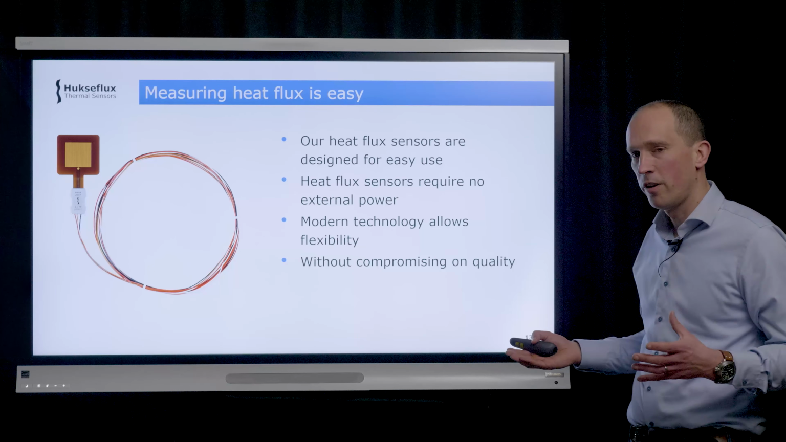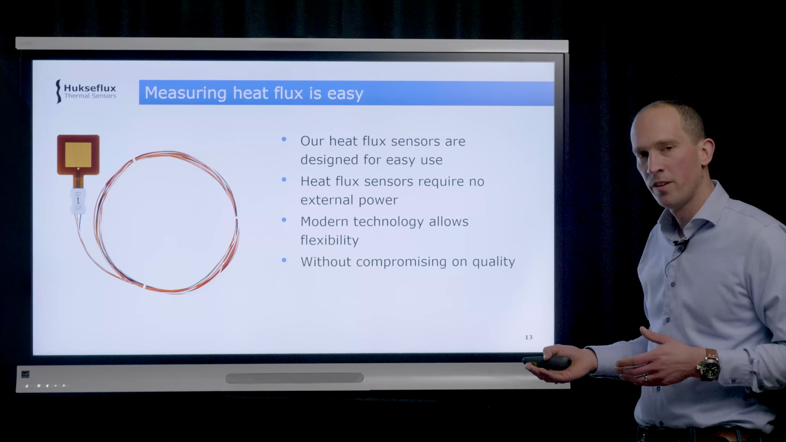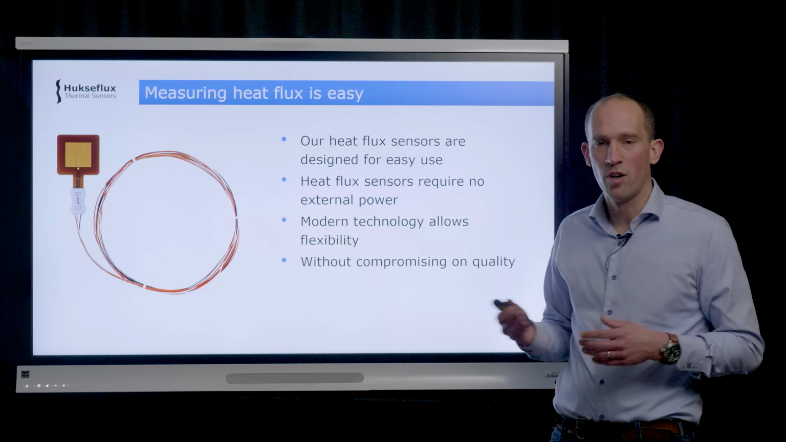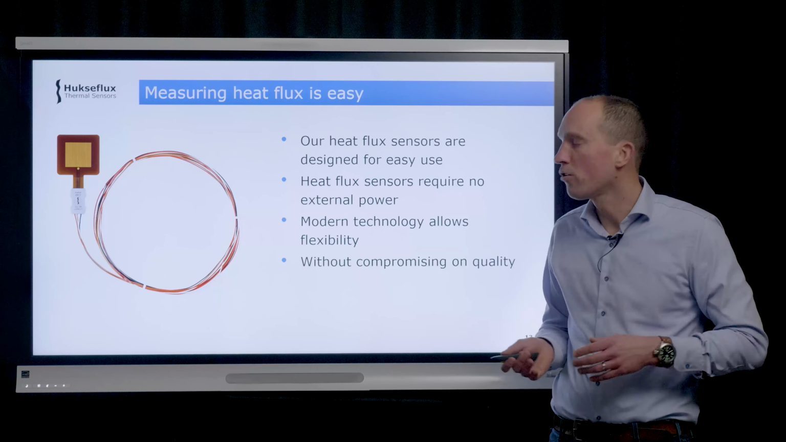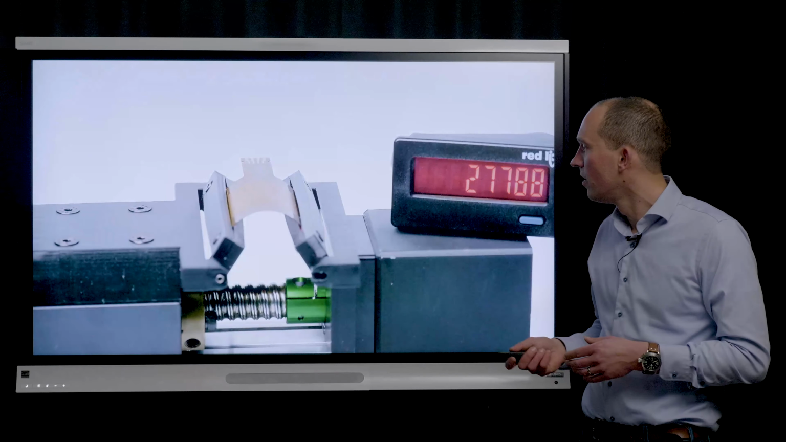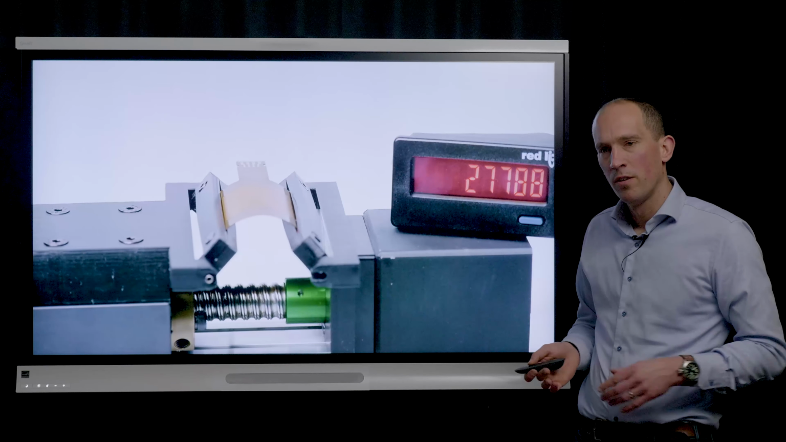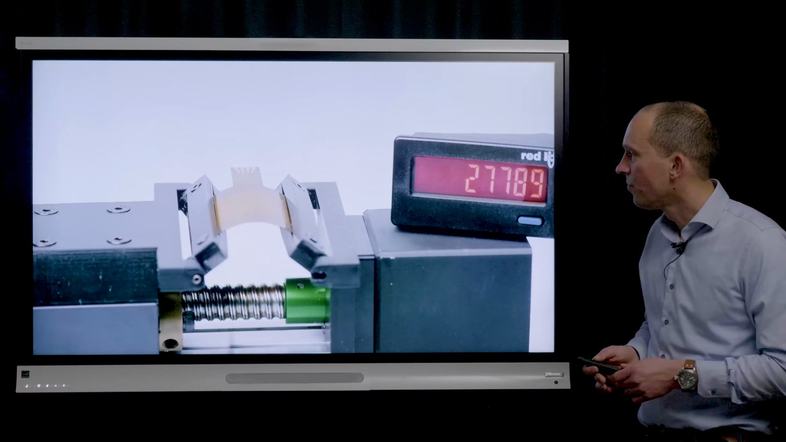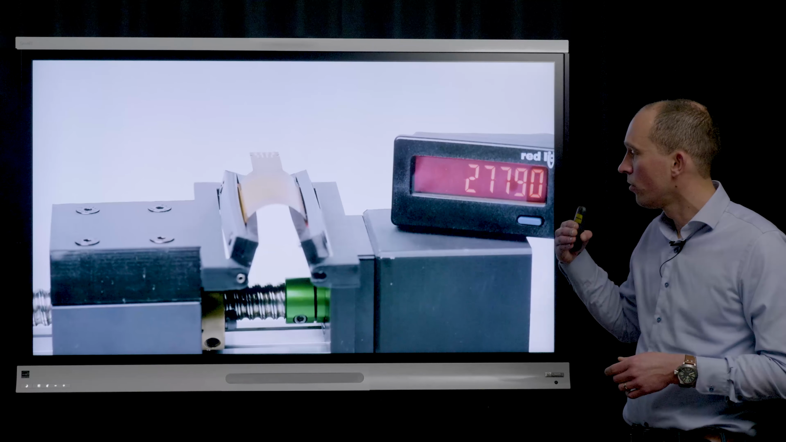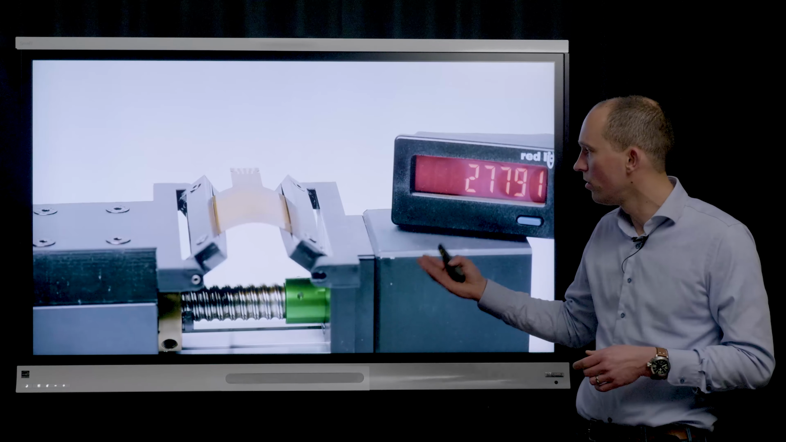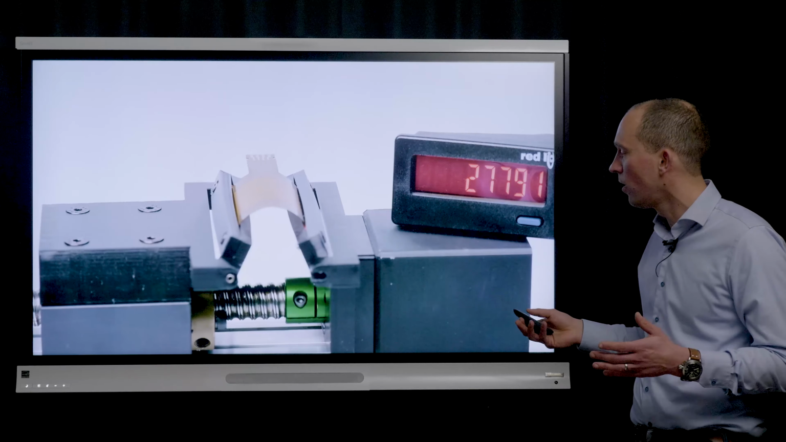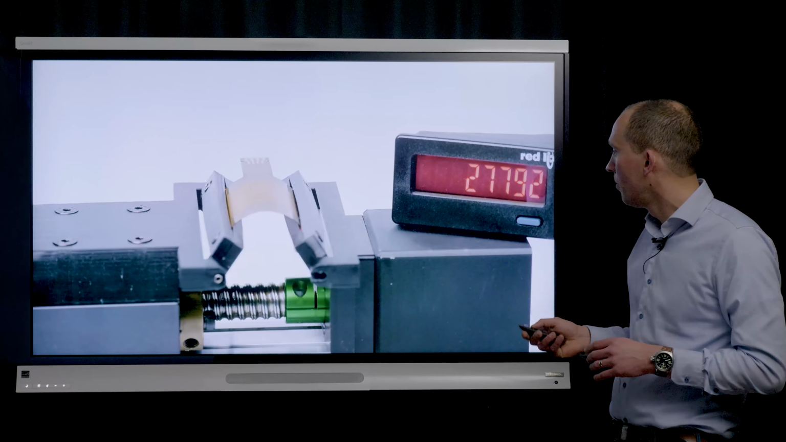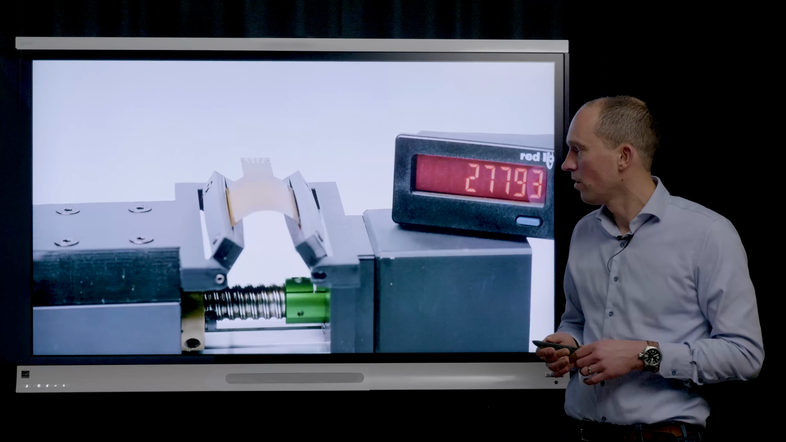Modern heat flux sensors that are designed over the last few years are very easy to use. They require no external power, they're very flexible, and they do not compromise on quality. So they allow you to get very accurate measurements of heat flux. To illustrate that concept, look at this FHF sensor that is submitted to a bending test. Modern technology allows for this device to have a good, easy to use signal whenever there's a heat flux flowing, but it's also very flexible. You can see it bends quite easily, and it's not negatively affected. There are no stresses inside this sensor anymore.